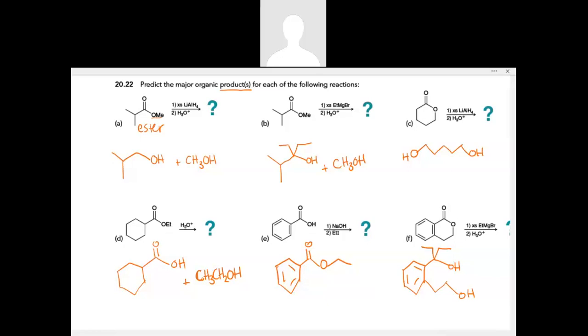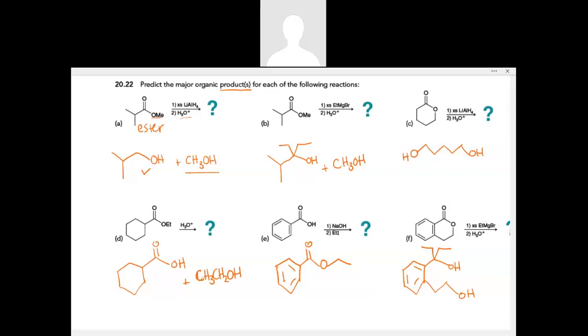So this is our first product here, this alcohol, which we can see is very structurally similar to our starting ester. And then we also would produce methanol. So two alcohol products shown here after reduction of an ester with lithium aluminum hydride and an acid workup.